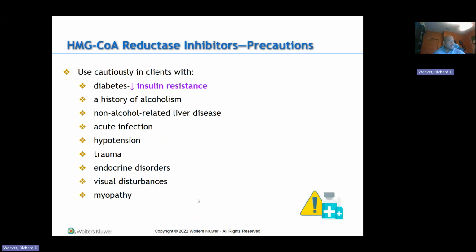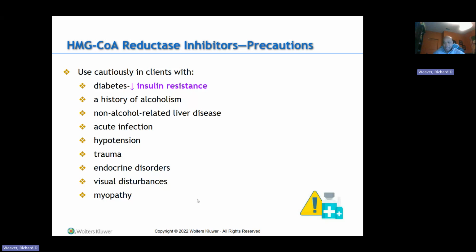We must use caution in using this medication in the following patients. Those with diabetes, again, they have a decreased insulin, or their cells have an increased insulin resistance, and so they tend to have higher blood glucose levels. Alcoholism, remember this drug is metabolized heavily in the liver. So use with caution with those patients.